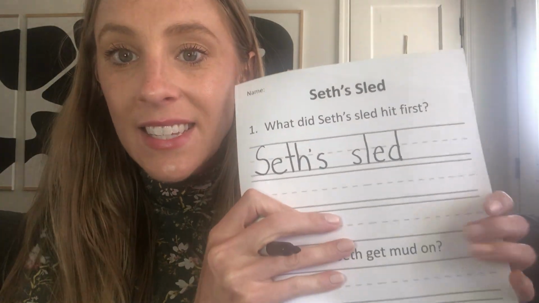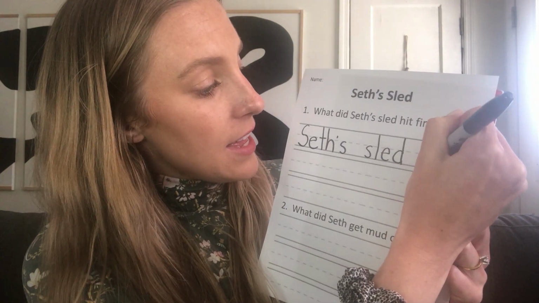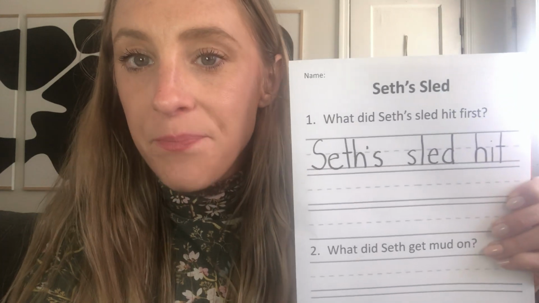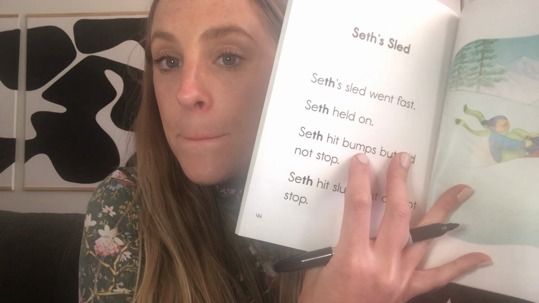So what did Seth's sled hit first? Seth's sled hit, and try to think about what the author said and what we just said. Seth's sled hit bumps. Now that word bumps is in your book. So I want you to go into your book and find that word bumps, and I want you to copy it, or you can sound it out. Okay, you're going to write that word down. I'm going to do that right now by sounding it out.